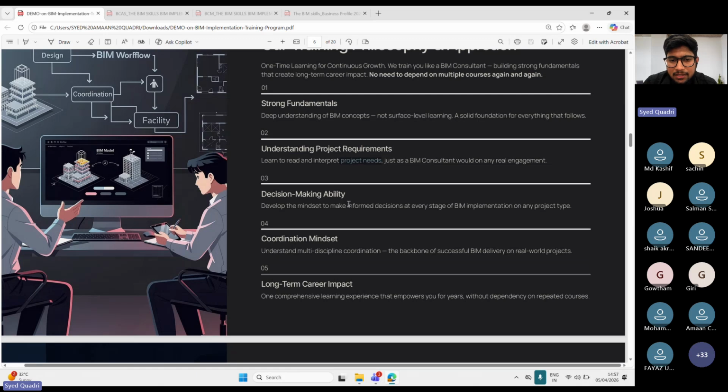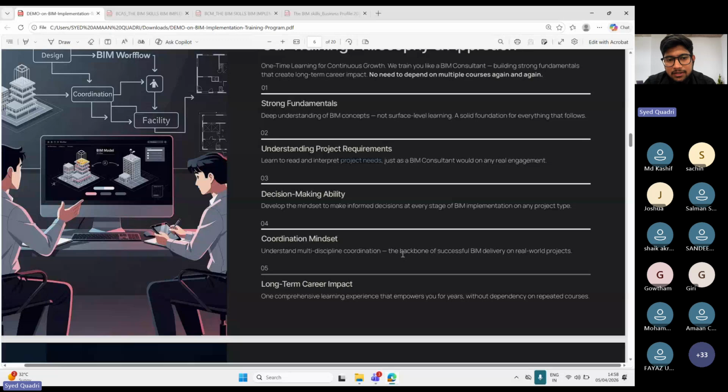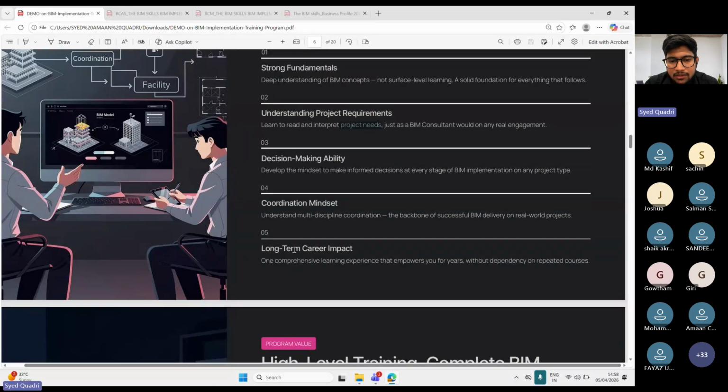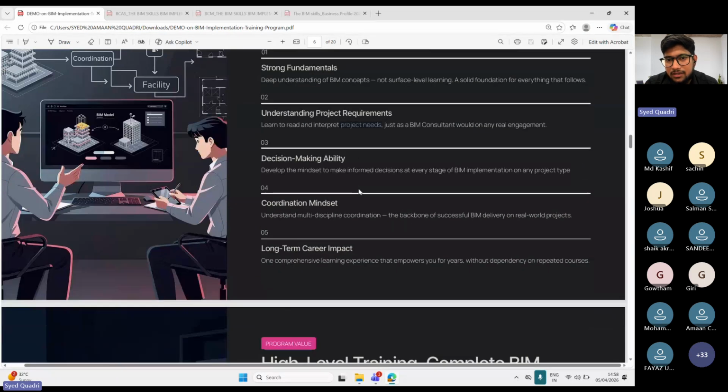Then decision making ability. You will develop the mindset to make decisions at every stage of implementation on any project type. And coordination mindset. As we saw, there is sometimes no proper communication from the candidates. If we have the coordination mindset, then we will discuss with multiple teams. We'll have the communication that is needed in delivering a BIM project. The fifth thing, long-term career impact. As I said, a comprehensive learning experience that empowers you for years. But you also need to spend time and be active during the training.